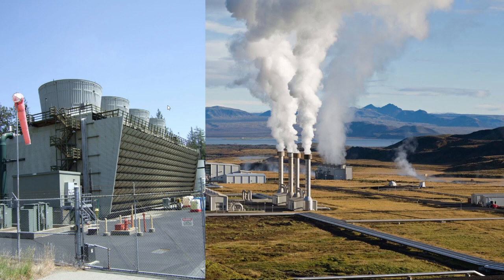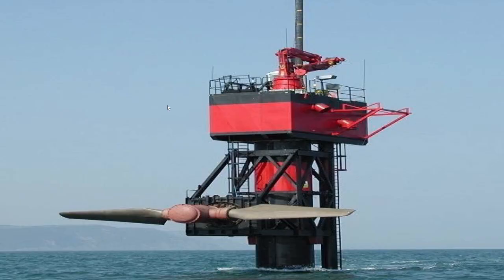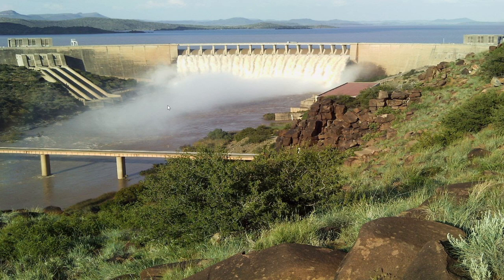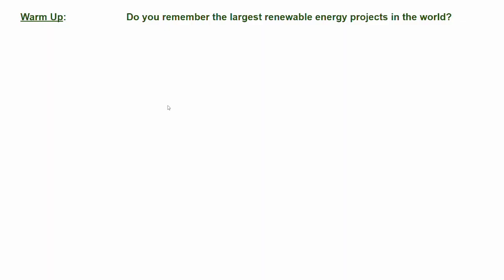The sixth type is tidal electricity, that is produced from the movements of waves. The last type is hydropower, that is produced from dams. Many countries invest in renewable energy, and we have seen mega projects. So we can ask this question: do you remember the largest renewable energy projects in the world?